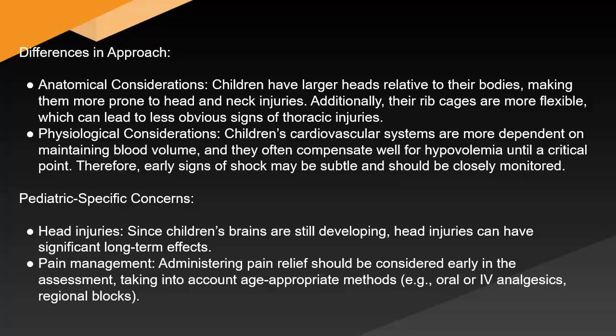Children have larger heads relative to their bodies, making them more prone to head and neck injuries. Additionally, their rib cages are more flexible, which can lead to less obvious signs of thoracic injuries. Physiological considerations. Children's cardiovascular systems are more dependent on maintaining blood volume and they often compensate well for hypovolemia until a critical point. Therefore, early signs of shock may be subtle and should be closely monitored. Pediatric-specific concerns. Head injuries. Since children's brains are still developing, head injuries can have significant long-term effects. Pain management. Administering pain relief should be considered early in the assessment, taking into account age-appropriate methods e.g. oral or IV analgesics, regional blocks.